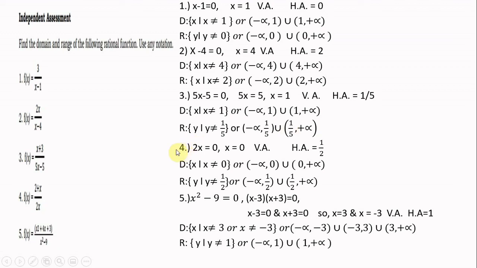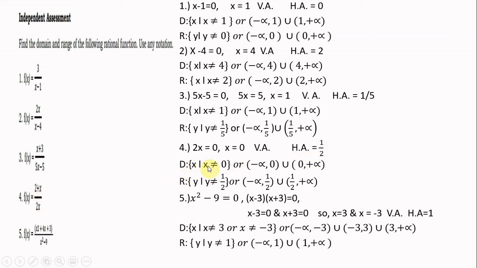Okay, number 4, f of x equals 2 plus x over 2x. So equate 2x into 0. 2x equals 0. So divide by 2, divide by 2. So x equals 0. Our vertical asymptote, or the y-axis. And to get the horizontal asymptote, since number 4 still has equal degree, the numerical coefficient of x is 1, divided by 2, that's 1/2.